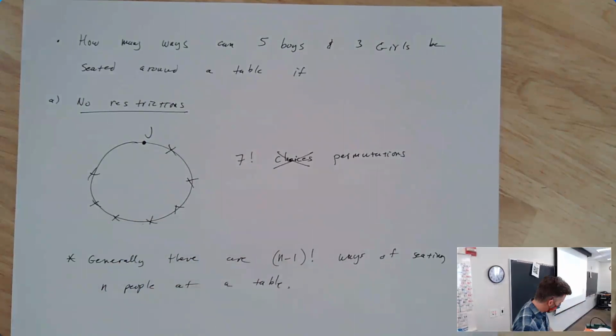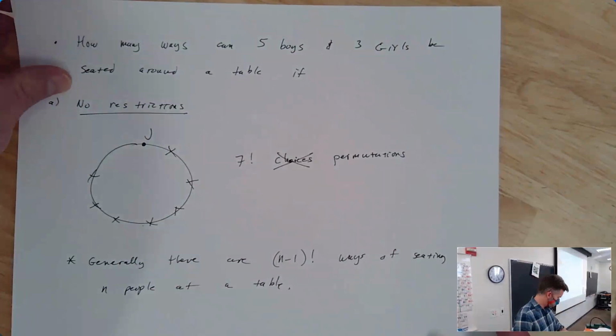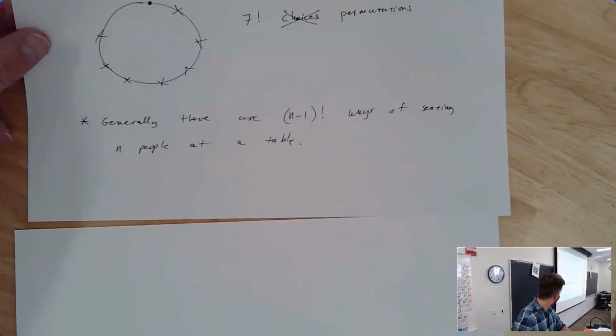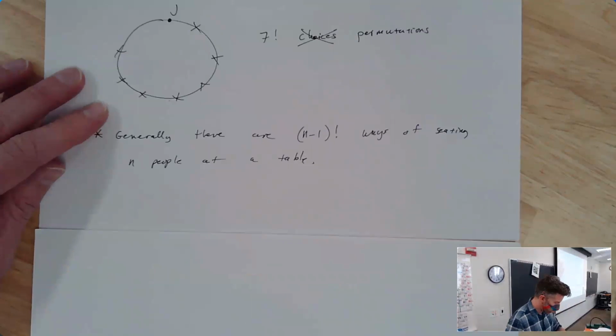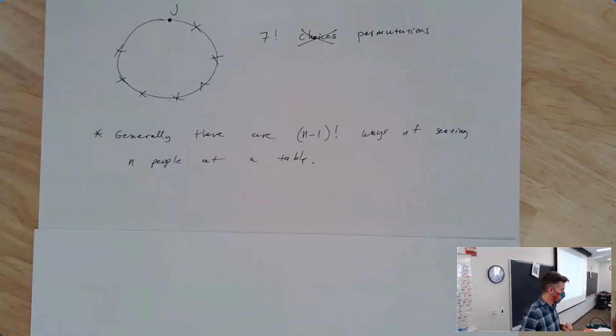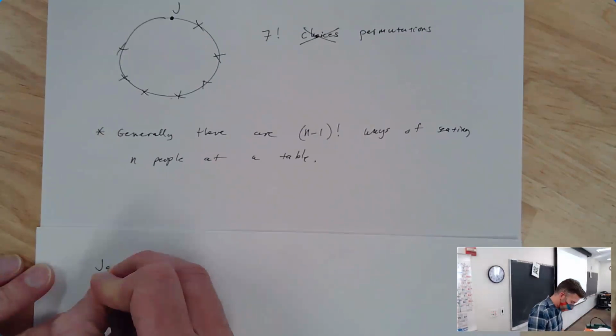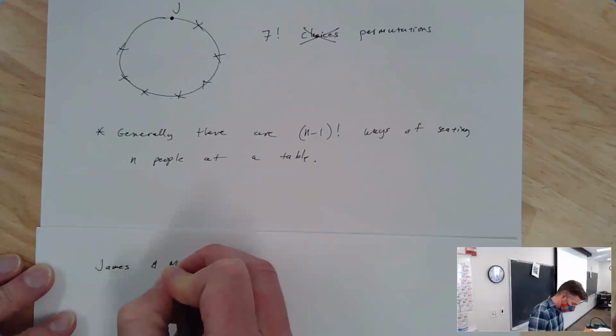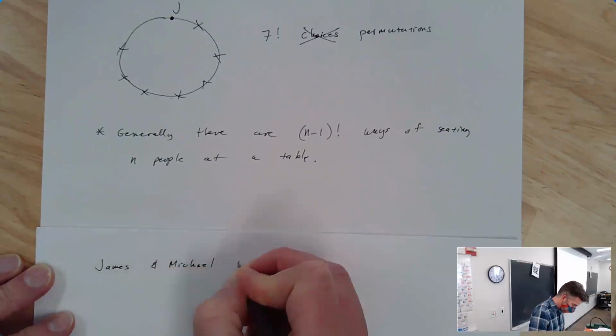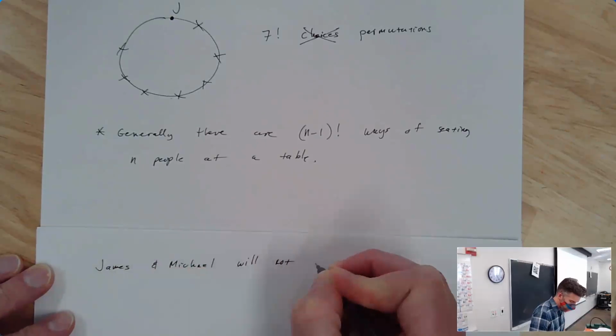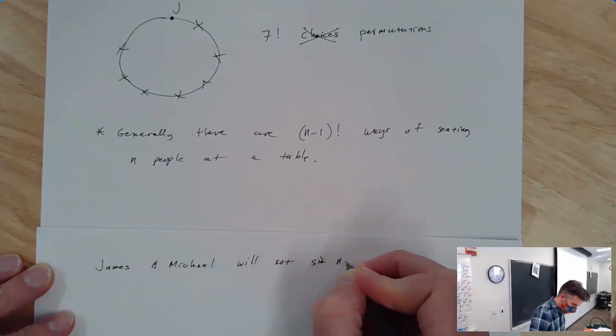All right, well, let's throw in some restrictions. Let's say that now my brother and I don't want to sit next to each other. So James and Michael will not sit next to each other. And then their mom says, you must. No.